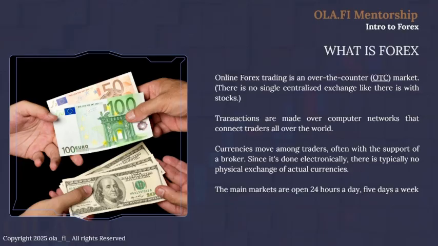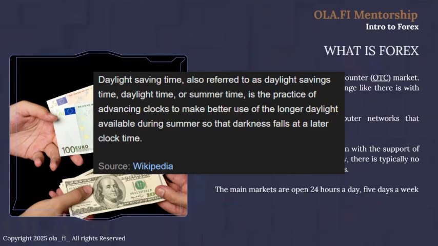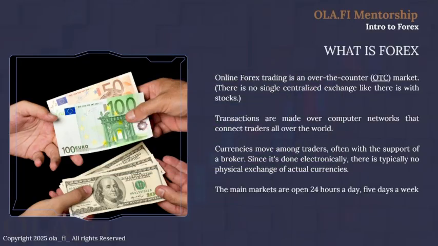So the markets are open 24 hours a day, 5 days a week. The market opens 10 p.m. GMT plus one. That's UTC plus one, and closes 10 p.m. UTC plus one, and that's when there's daylight savings. All the timing will be explained shortly as well. So yes, 24 hours a day, 5 days a week.